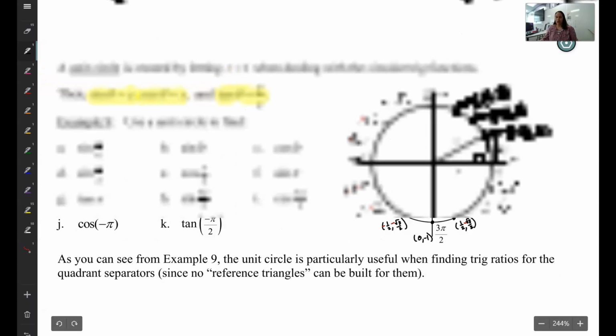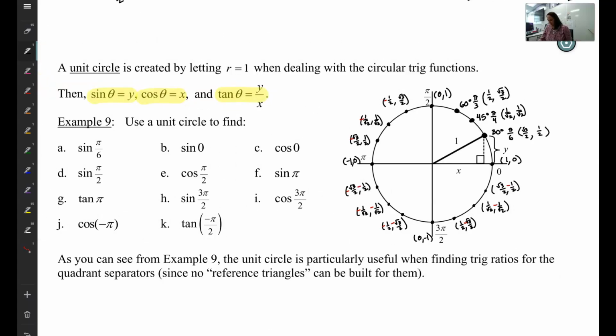And here's why the unit circle is nice. I can then come over here to A, sine of pi over 6. Well, I know that sine is my y value. So I'm just going to go to pi over 6 right here, look at my y value. Hey, that's 1/2. And I'm done. B, sine is my y value at 0. So I go over to 0, my y value is 0. And I'm done.